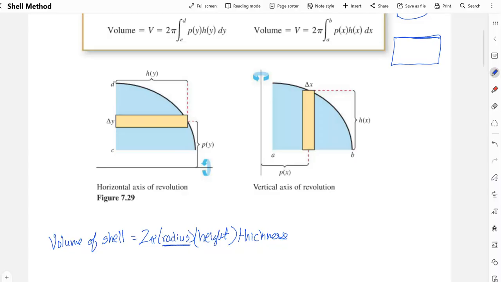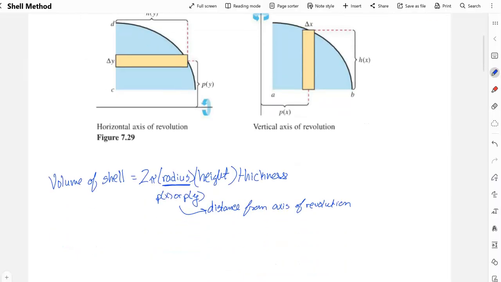So the radius is going to be referred to as p of x or p of y, depending on if we have a horizontal or a vertical axis of revolution. And this is always going to be the distance from the axis of revolution. And like I said before, the important thing about the shell method is that our representative rectangles are going to be parallel to the axis of revolution.